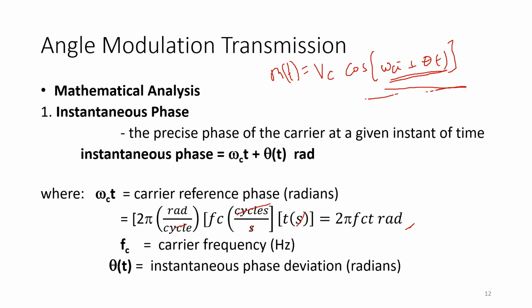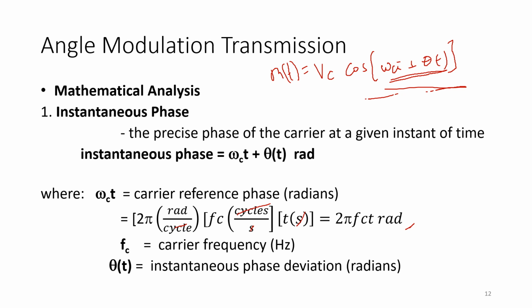Okay, so let us start with the instantaneous phase. Our instantaneous phase is the precise phase of the carrier at a given instant of time. So instantaneous phase in this formula is omega_c t plus theta(t). So they are in radians.